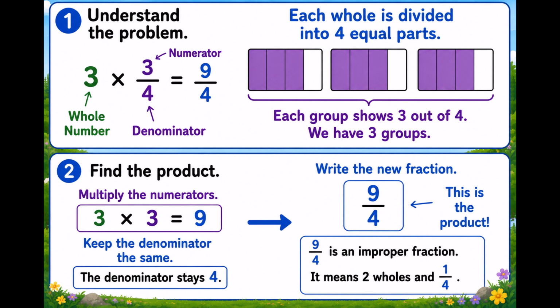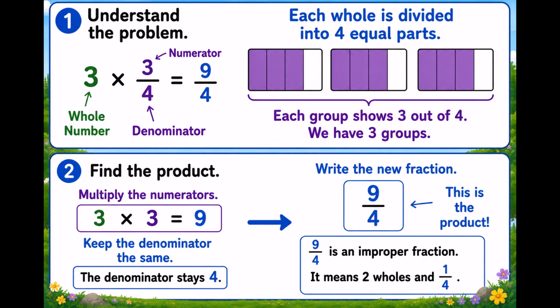Step 2, multiply the whole number by the numerator. What is the whole number? 3. And what is the numerator? It is also 3. But to make it clear as to what is the numerator and what is the whole number, I labeled it. So of course the numerator can only be in a fraction.